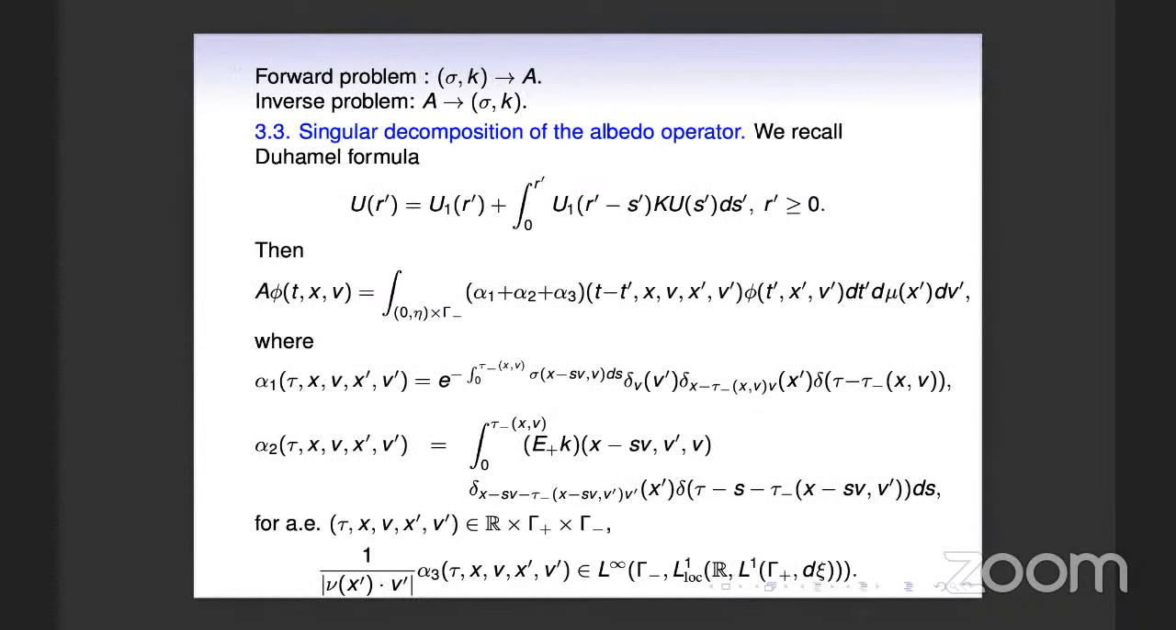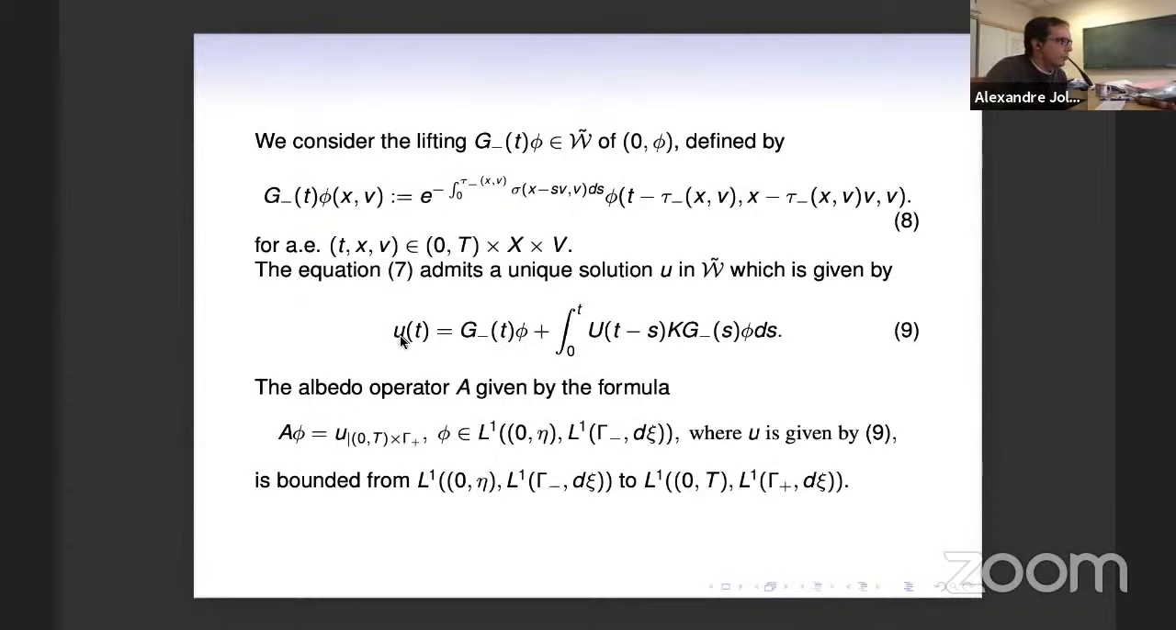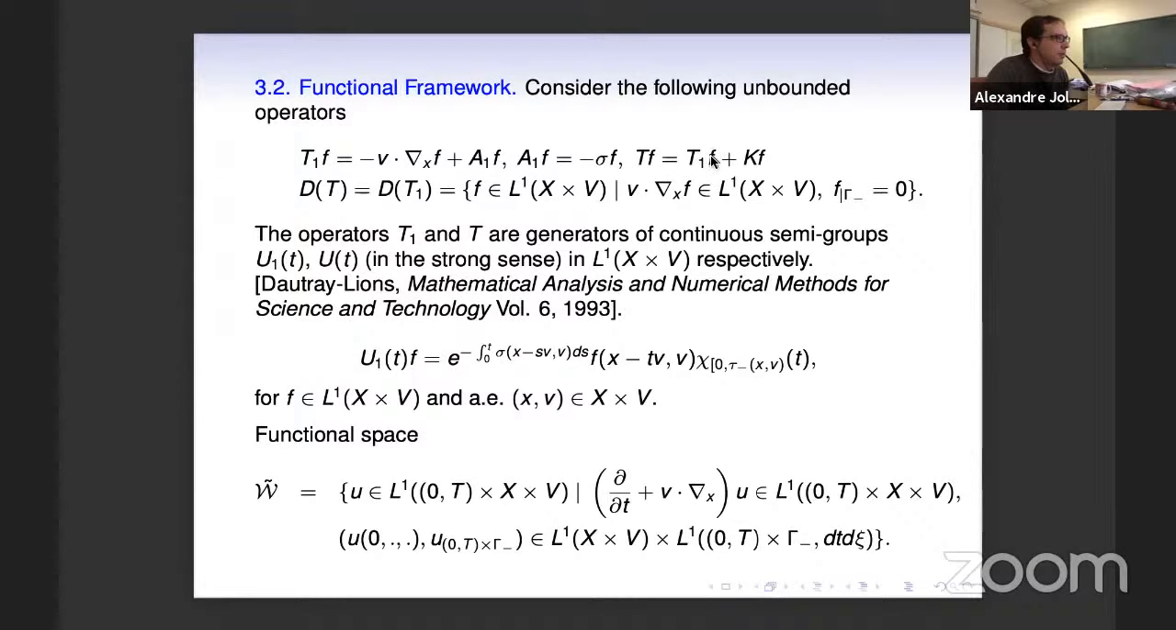Okay, so now we have time-dependent sources and time-dependent measurements, and we want to recover sigma and k from this time-dependent setting. Let me remind you that we have a unique solution to the non-stationary linear Boltzmann equation, given by this formula, where phi is our light source. And now we have a Duhamel formula. This Duhamel formula is due to the fact that the generator of U is a sum of T1 and K, where the generator of T1 is U1, and K is a bounded operator.